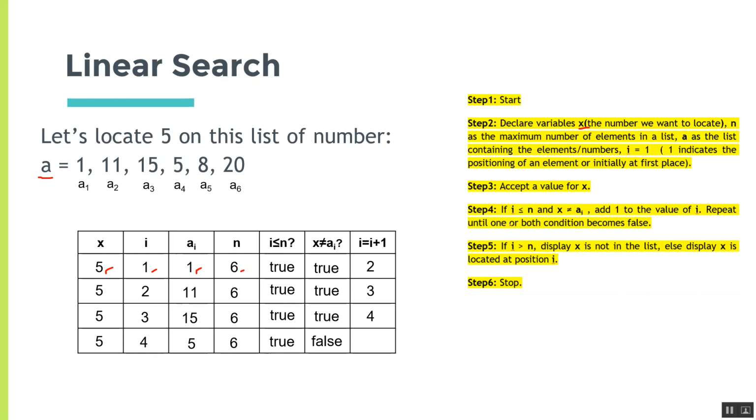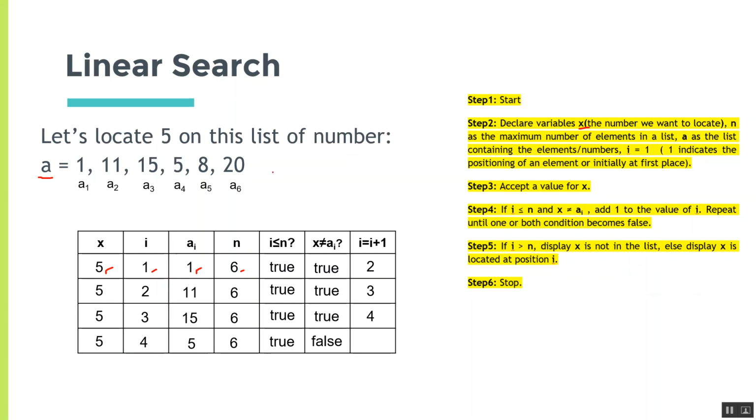We're not going to check the other numbers, since we already found our number, which is in step 4. So in step 5, we will check if i is greater than n. Here i is the position of the element and n is the total number of elements. The only time that i is greater than n is if we have searched all the elements of this list and still are not able to find our number.